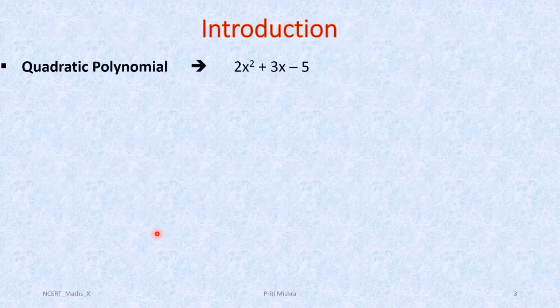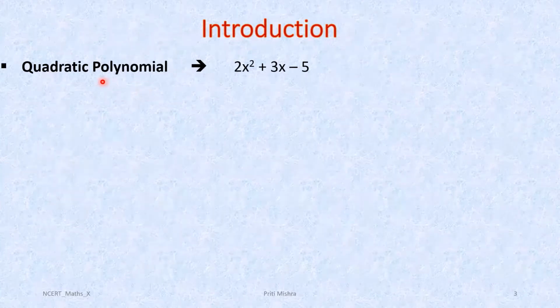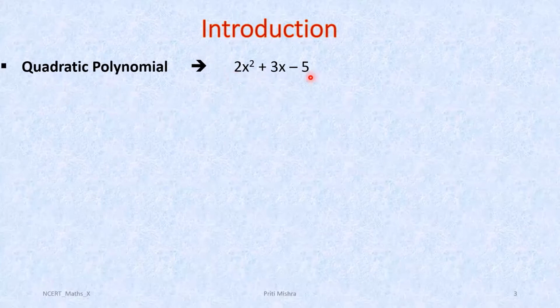You all are very well familiar with the term quadratic polynomial as it's there in your class 9th. So you know well what a quadratic polynomial is, like 2x square plus 3x minus 5. It's an example of a quadratic polynomial. Why is this a quadratic polynomial? Because here the variable involved has highest power 2. That's why this is a quadratic polynomial.